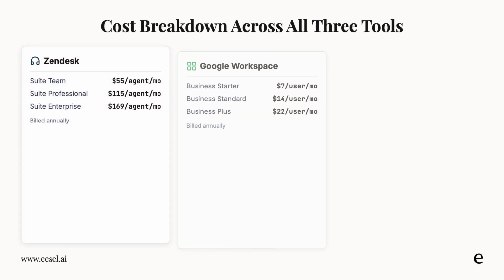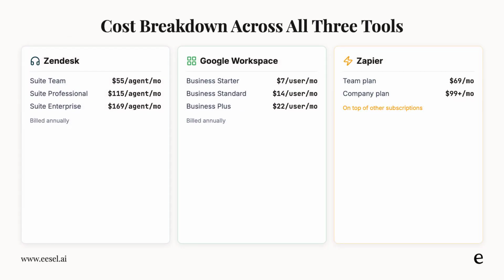Here is what each tool costs in 2026. Zendesk plans run from $55 to $169 per agent per month. Google Workspace starts at $7 per user. And if you use Zapier for automation, add $69 to $99 per month on top of that.